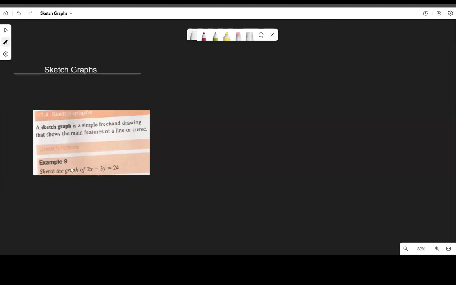So if we have an example, it's a sketch of the graph of 2x minus 3y equal to 24. How can we do this? We need to know the x and the y intercept. To find the x-intercept, we will set y to be equal to 0 and find the corresponding value of x. So let's do that right away. We'll do the same thing for y, to know the two intercepts, x and y, and then sketch the graph, the freehand drawing.